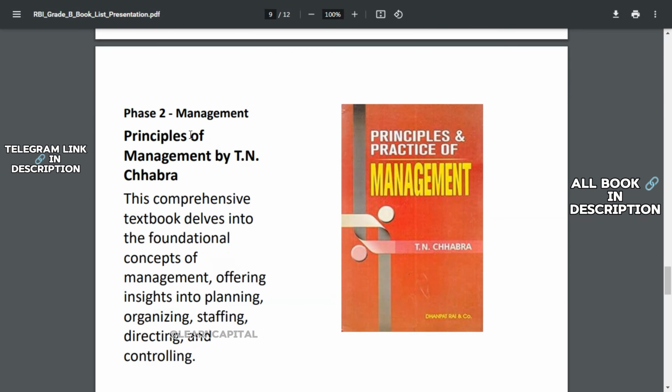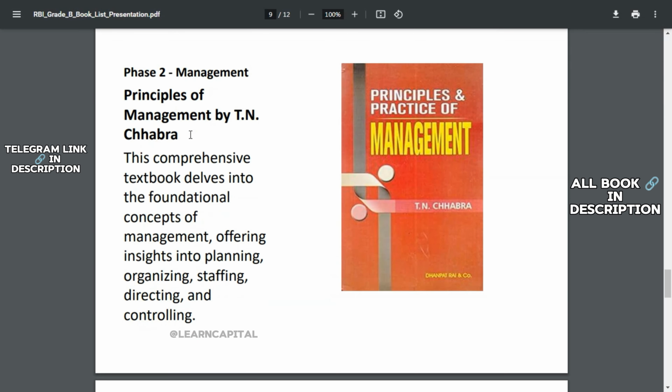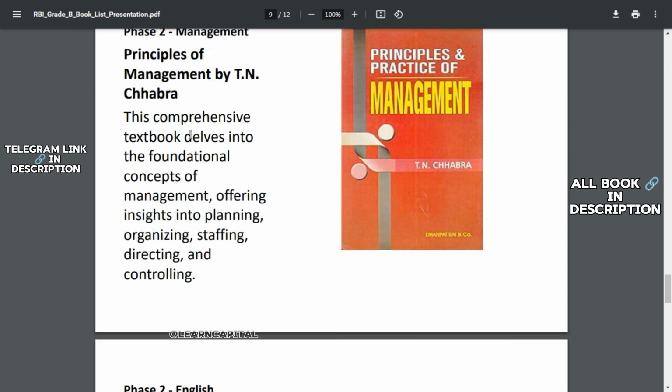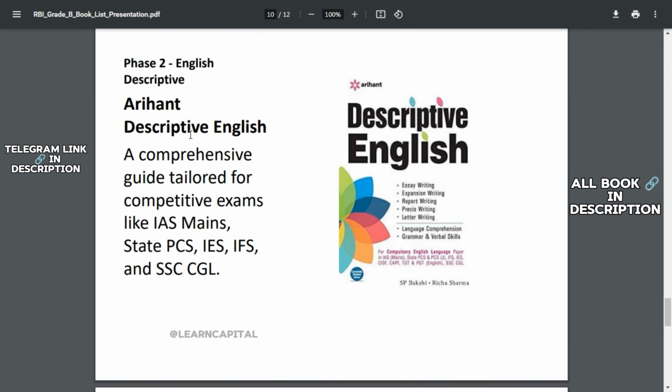The next is management. In management, it is the book by T.N. Chhabra, Fundamentals of Management, which covers planning, staffing, organizing, controlling, directing, and top level management, Maslow's law, motivation, leadership, etc. All the concepts have been covered in this same book. So I recommend you to take this book, which is the best book.